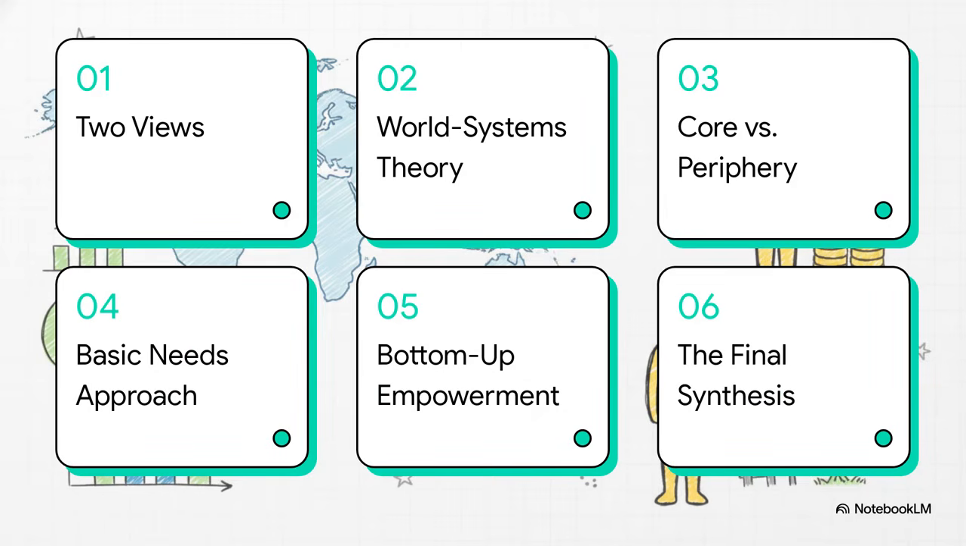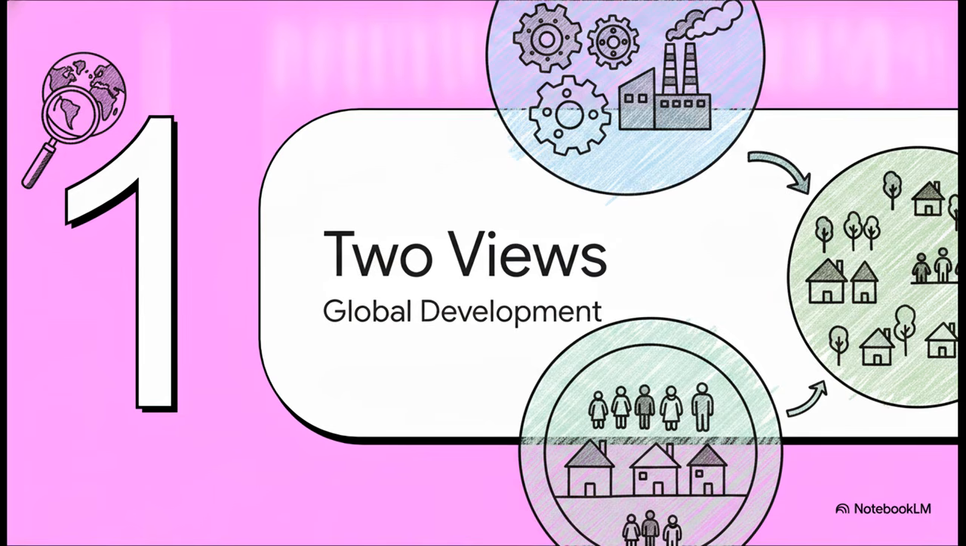Here is our roadmap for today. 1. Two views of global development. 2. World systems theory explained. 3. Core versus periphery nations. 4. The basic needs approach. 5. Bottom-up grassroots empowerment. And finally, 6. The final synthesis. Starting us off with Part 1, Two Views of Global Development.